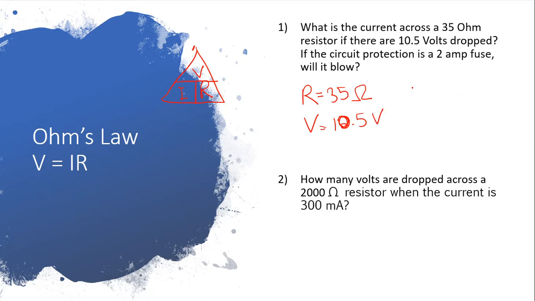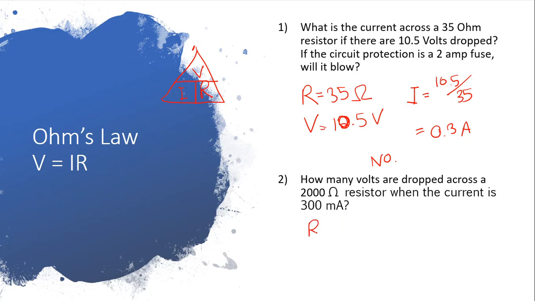Okay. What's our math? If we look at our triangle, if we want to solve for the current, we're going to take the voltage, the 10.5, and divide by the resistance. When we do that, we should get 0.3 amps, so a small current. So will it blow a 2 amp fuse? No. It should be fine. Okay, let's look at our second one.